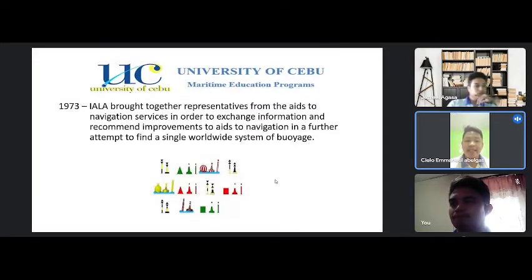In 1973, Ayala brought together representatives from the Aids to Navigation Services to exchange information and recommend improvements to aids to navigation, in a further attempt to find a single worldwide system of voyage. As you can see in the picture, there are a lot of examples of the buoys.